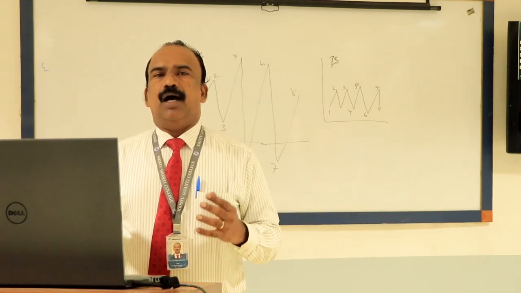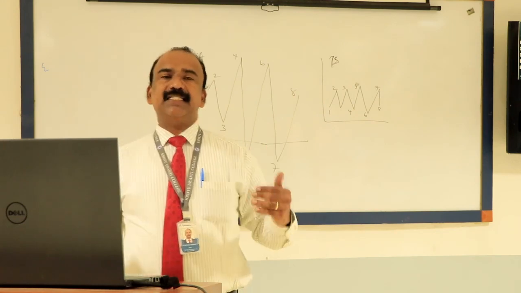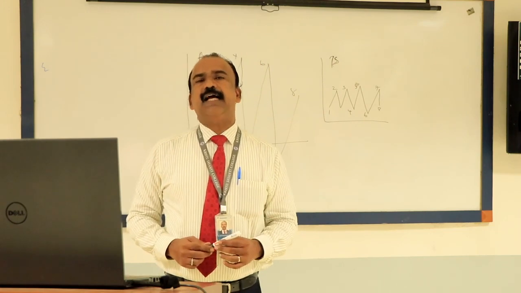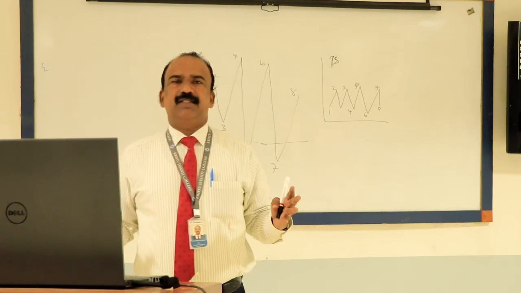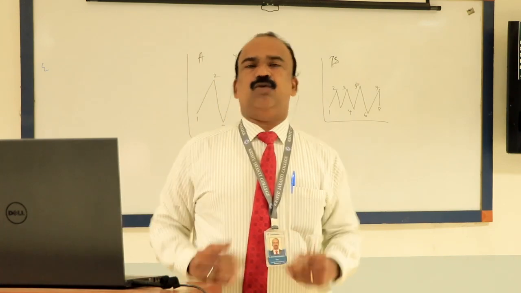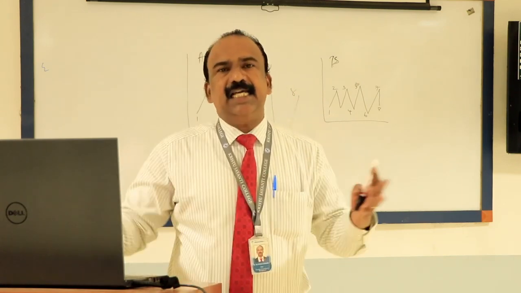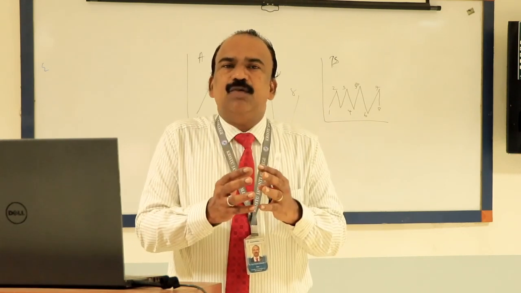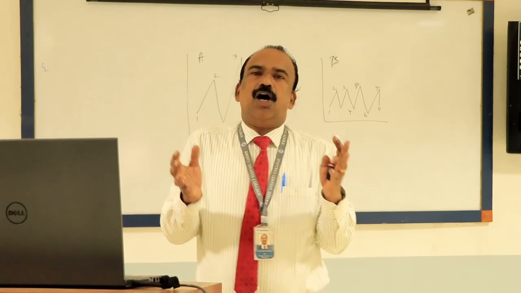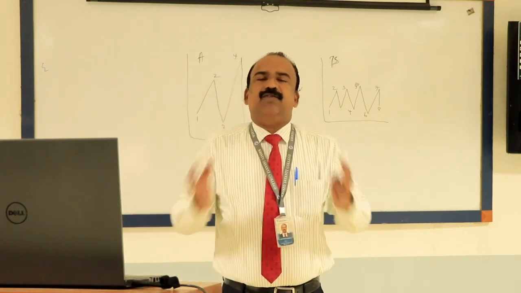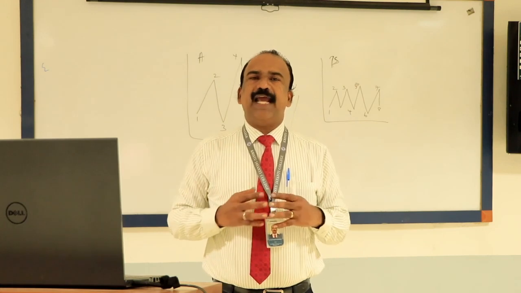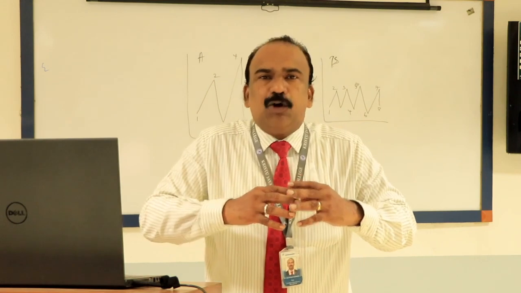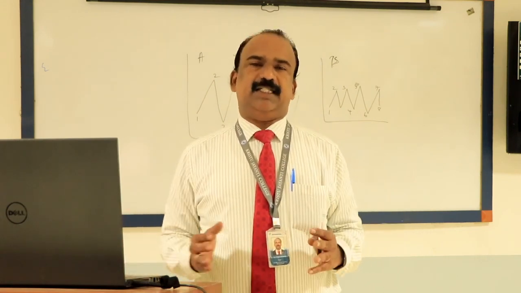Now, what is the source of risk? Where does the risk come from? The risk comes from external sources. The risk comes from internal sources. So it can be external or it can be internal. The factors which are external are called systematic risk, or the factors which are uncontrollable are called systematic risk.